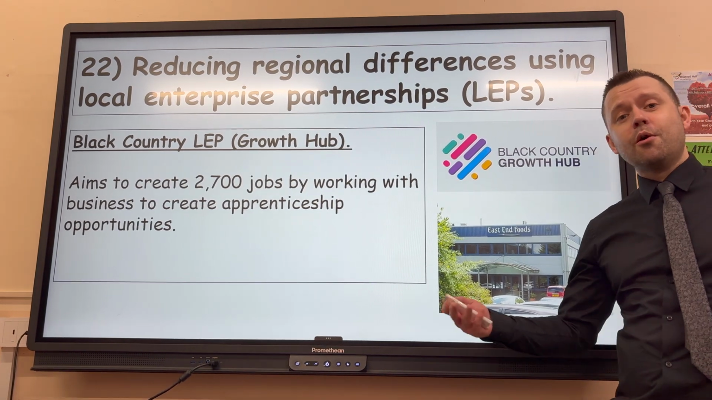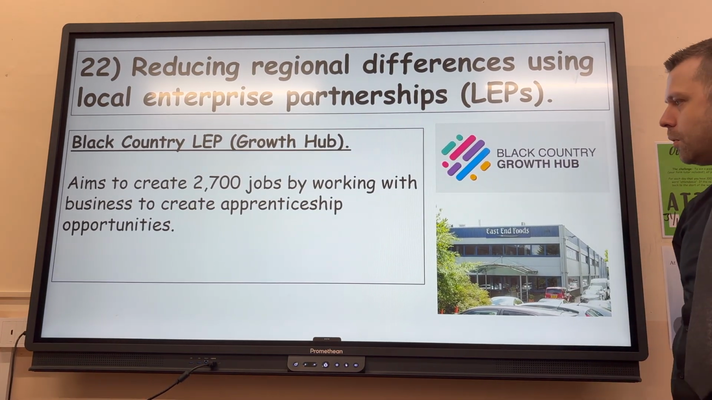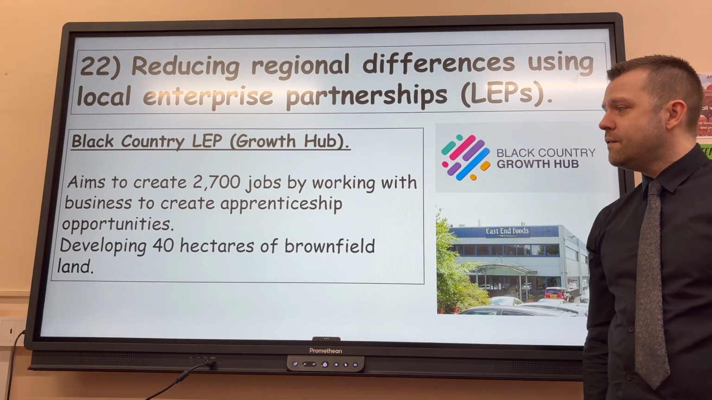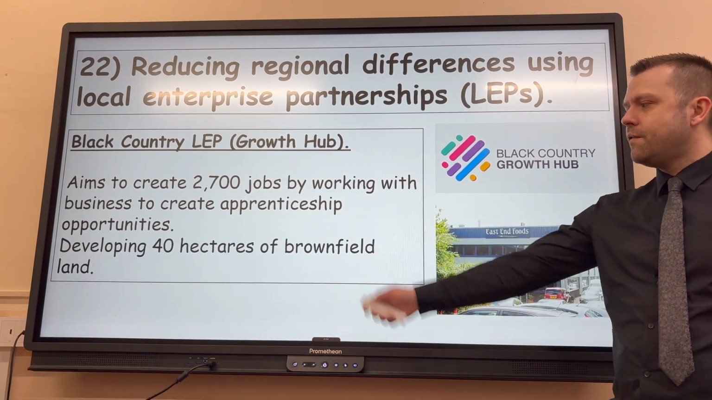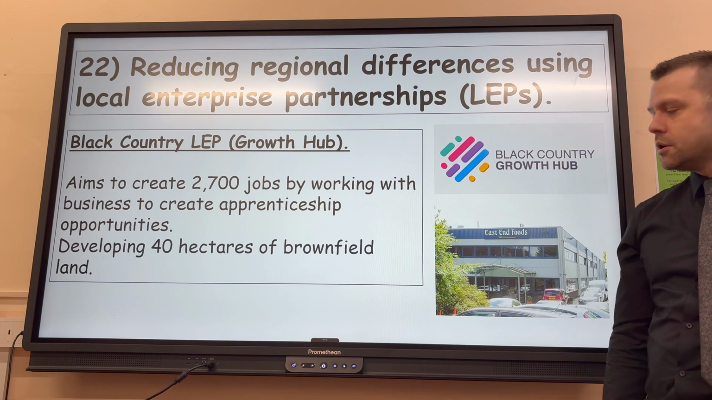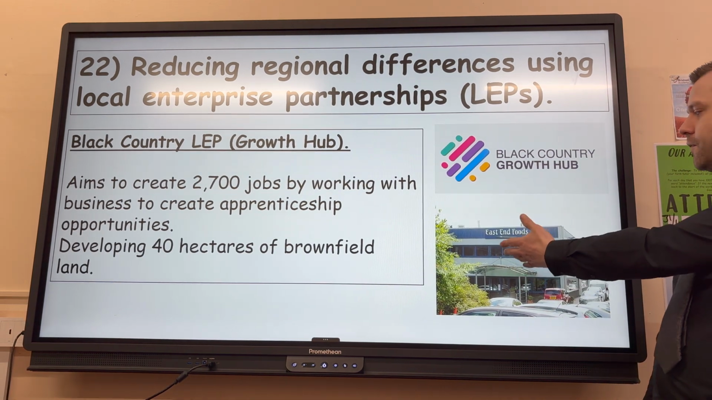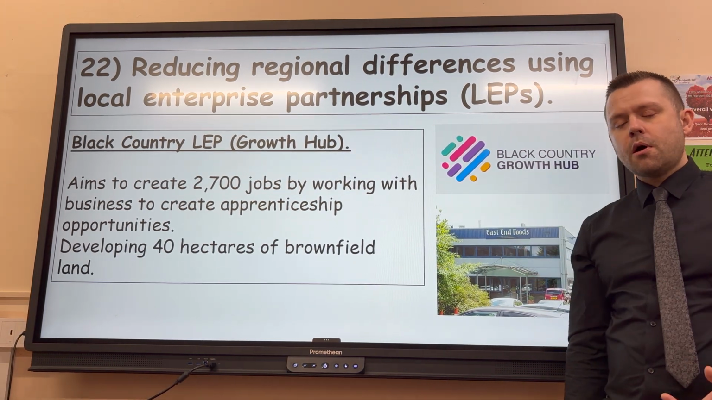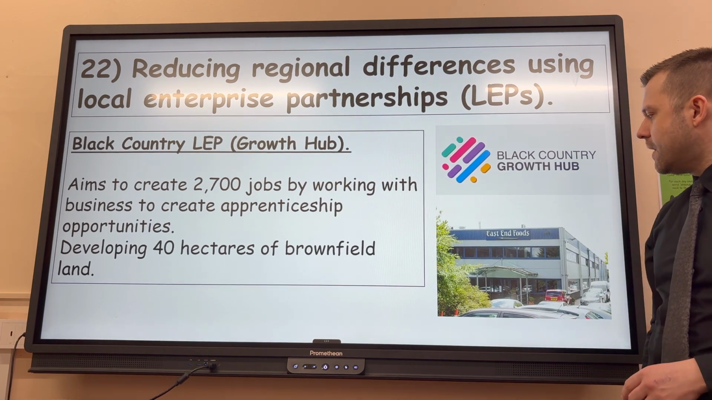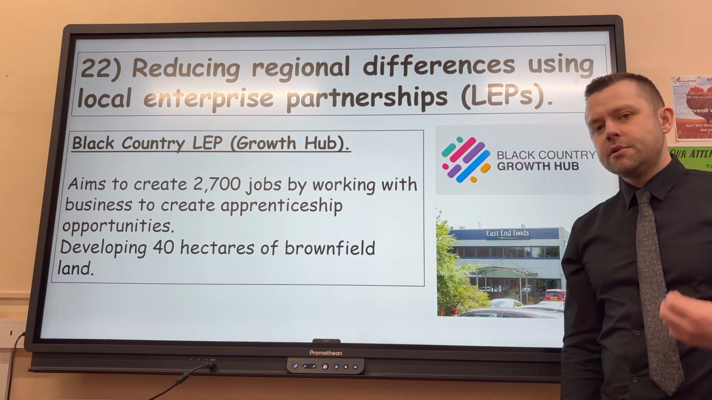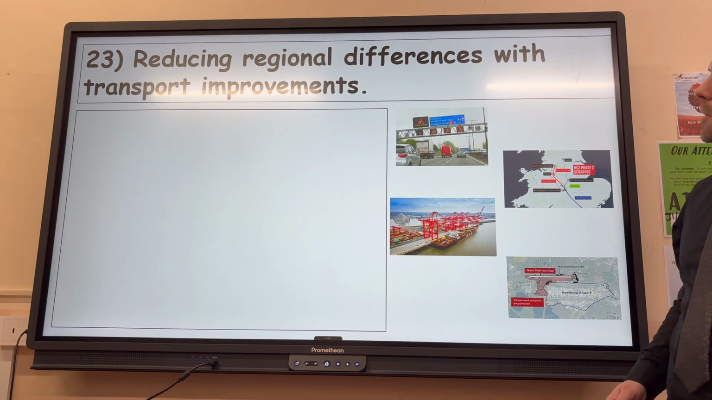They also work with local academies such as Brisnell Hall Academy, and they are developing 40 hectares of brownfield land. One example is the East End Foods factory that is located just by junction 1 of the M5 in West Brom, helping to contribute to regional economic growth.